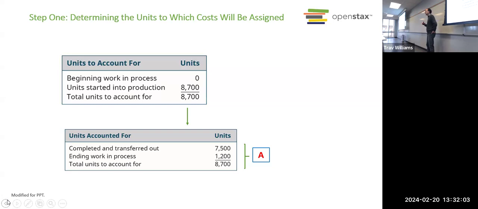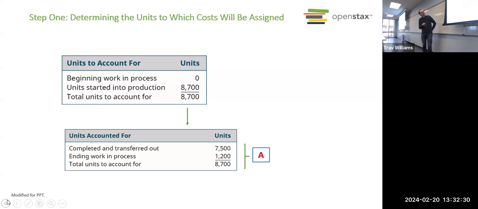Now, you always have to first start with units, and later you get to costs, okay? So the first half of the process is figuring out how many units are complete and how many units are in process, and what the equivalent units are in terms of conversion. Once you know that, then you can move on and figure out the costs.